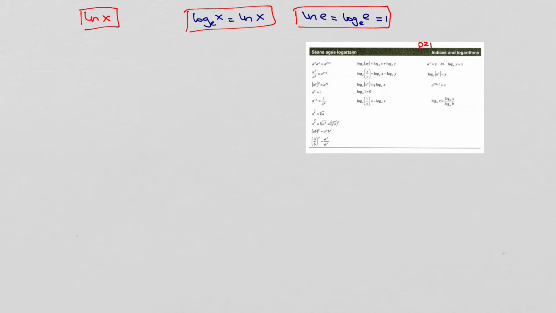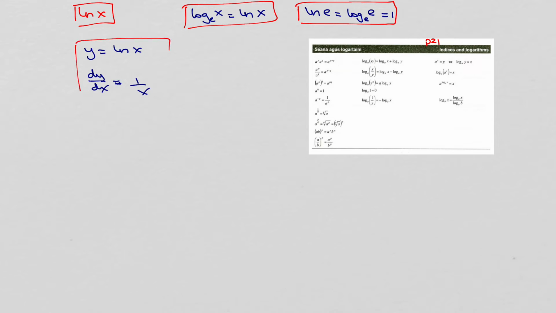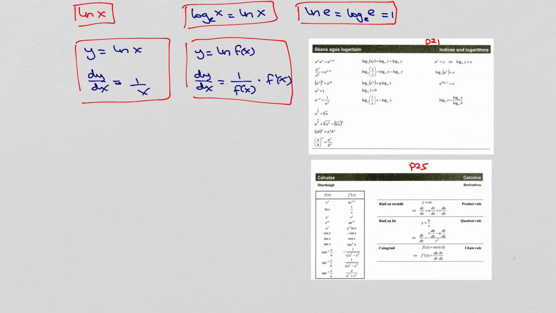So let's have a look at what is our derivative of natural log of x. If we're given natural log of x, then on page 25 in our tables, we'll see that the derivative is simply 1 over x. But of course, we're often given natural log of a function of x, in which case our derivative would be 1 over the function times the function differentiated. We can see this over here in the right-hand corner, where we have natural log of x and the derivative is 1 over x.